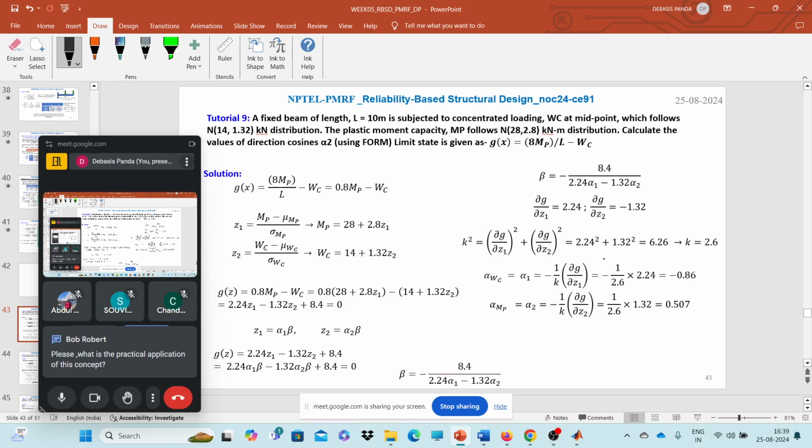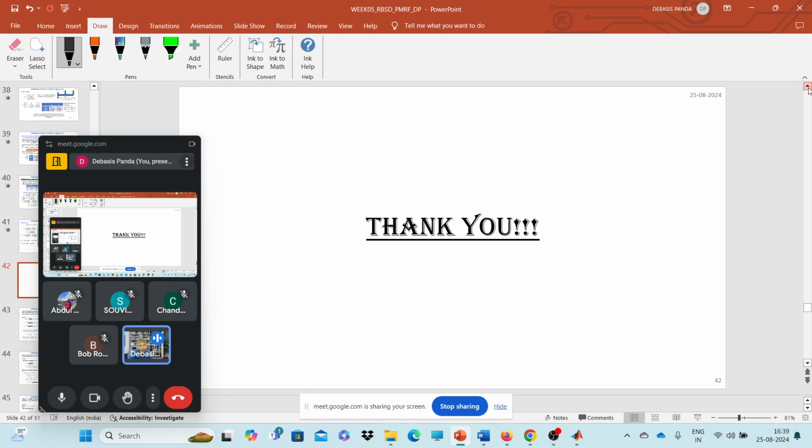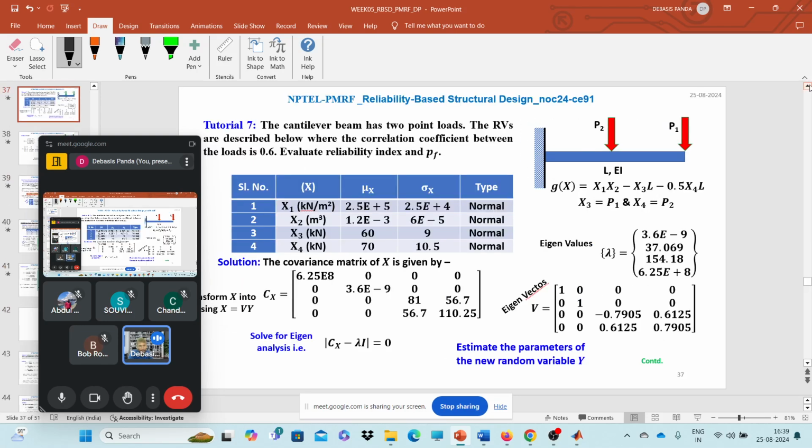Please, what is the practical application of this concept? Yeah, practical application, a hell of a lot of practical applications are there. Like if we have one limit state function, for this case, let's say you have GX, you have your design points. Now you don't know what should be the optimal design points on which you should design. So you perform the first order reliability method, you will find beta and the corresponding probability of failure. So once you have those two, you can say these are the design points with respect to this probability of failure and this beta.